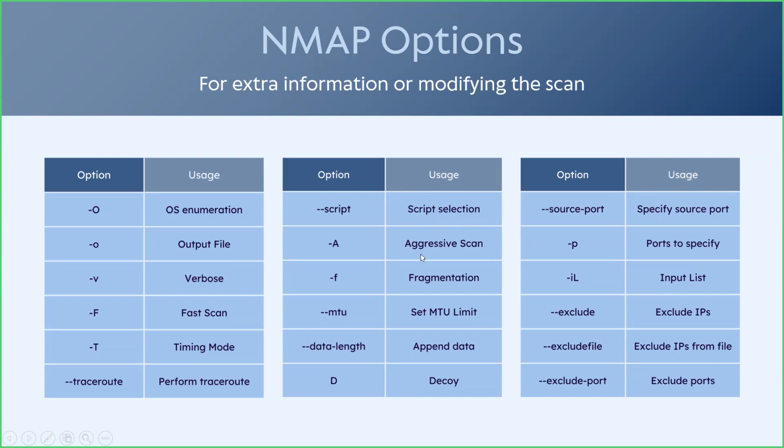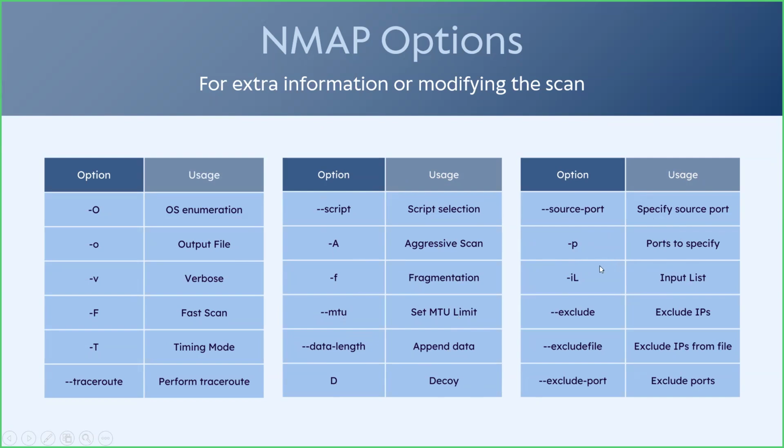If you don't want to break it down into 8-byte size packets, you can specify the length as well with hyphen MTU or data length. Decoy is to spoof the source IP. Hyphen source port is to spoof the port number. Hyphen P is to specify the port numbers, what ports you want to specifically scan. Hyphen iL is for input list.